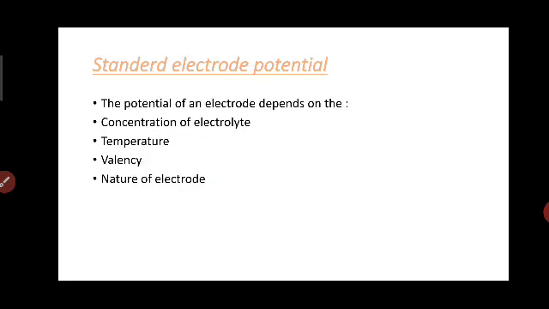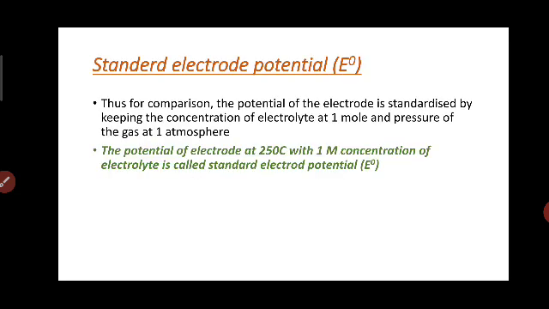When we have to standardize, we have to maintain the concentration of electrolyte, the temperature of the room and the pressure of the room: 1 molar concentration, 1 atmospheric pressure, and 25 degrees Celsius. Then it will be called standardized electrode potential. Simply we say standard electrode potential, which is represented with E naught.